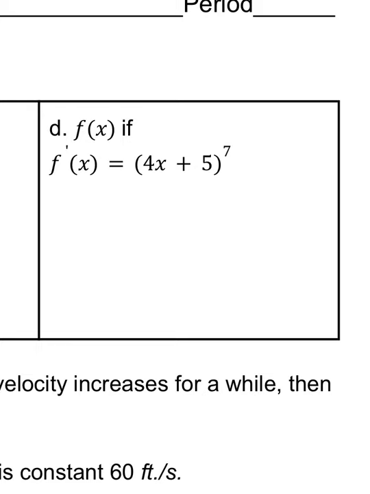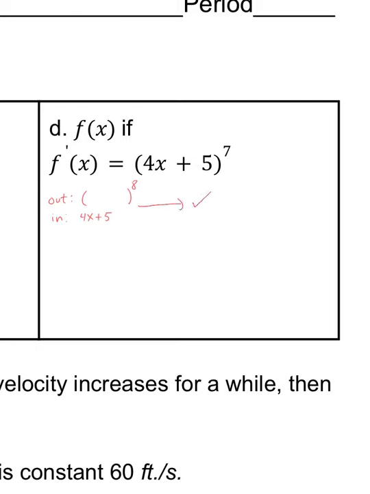Here's a fun one. This is also a composite function, so we have to undo the chain rule. It looks like my outer function is something to the 7th. So when we're going backwards and taking the antiderivative, we have to add 1 to the exponent. So I think that my outside function is something to the 8th. And I think my inner is 4x plus 5. So that's your first step. Figure out what you think the outside and the inside function is. Then check. Take the derivative.